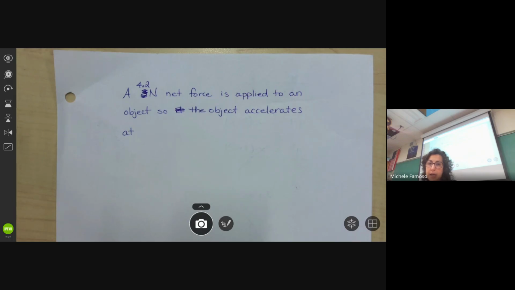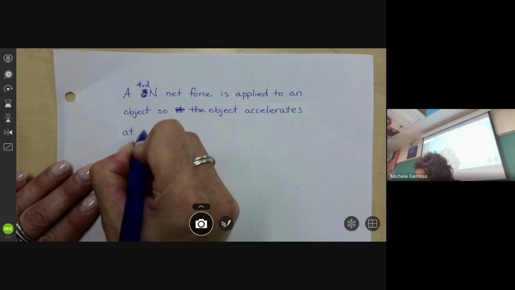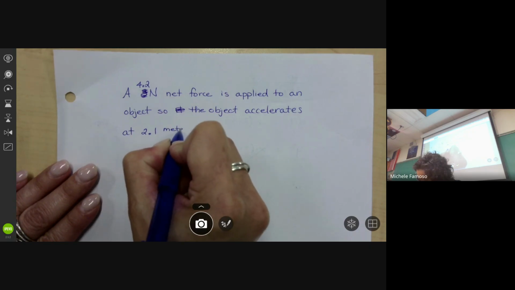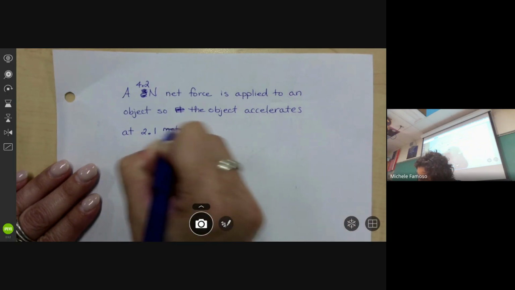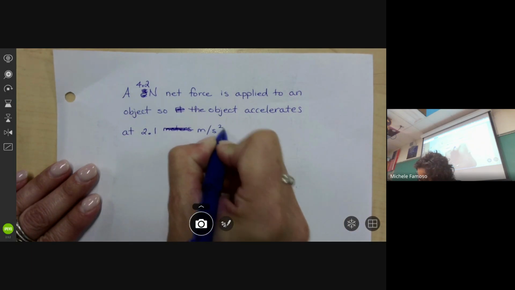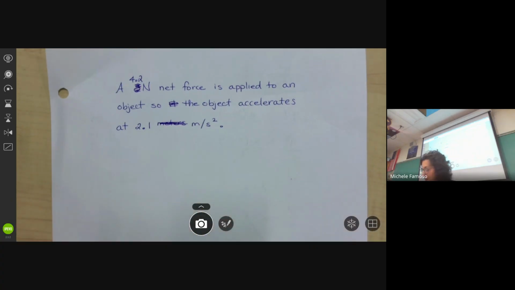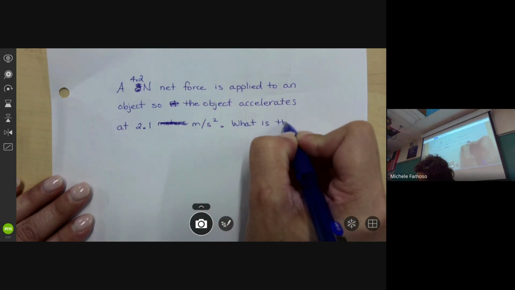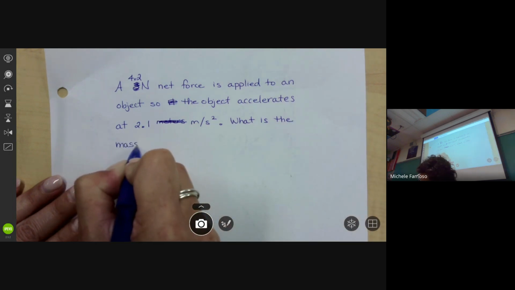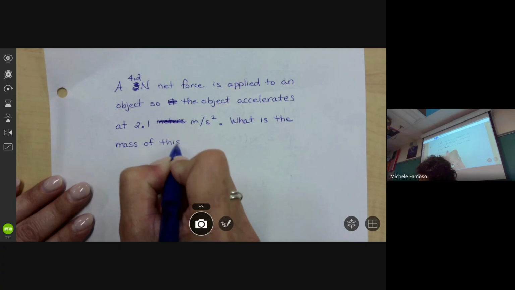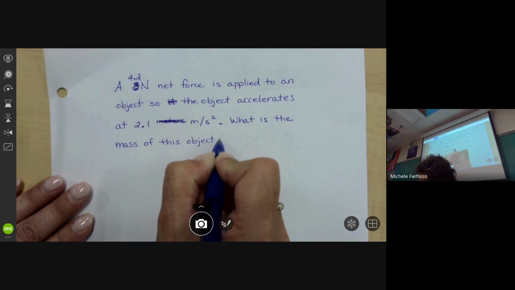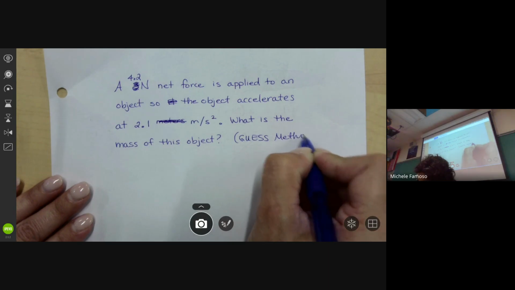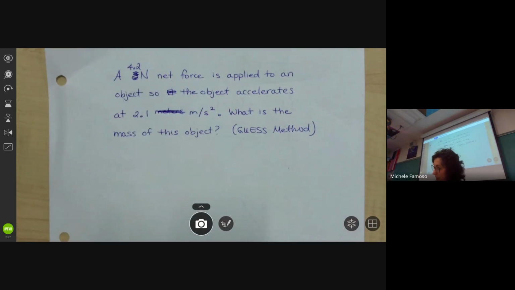So the object accelerates at 2.1 m over s squared. For now, we're just going to abbreviate the units. What is the mass of this object? And I want you to use your guess method. I'm not going to give you the full instructions. Let's use the guess method to do that.